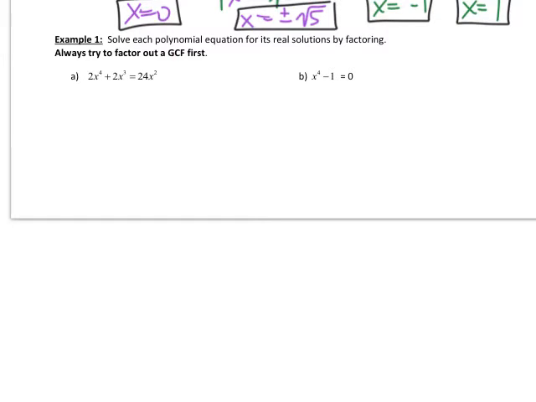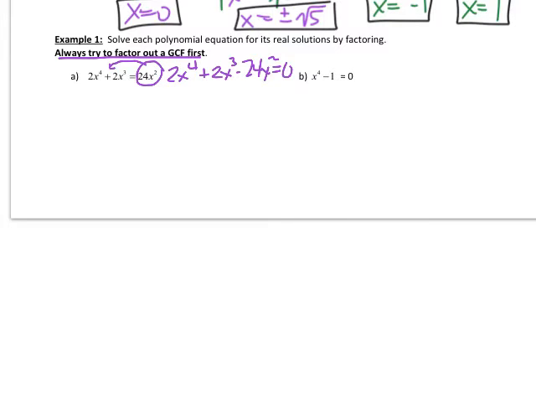All right, let's take a look at example 1. Always try to factor out a greatest common factor first, although you do want to make sure that everything is on one side of the equation before you get started. So my equation should be 2x to the fourth plus 2x to the third minus 24x squared equals 0.